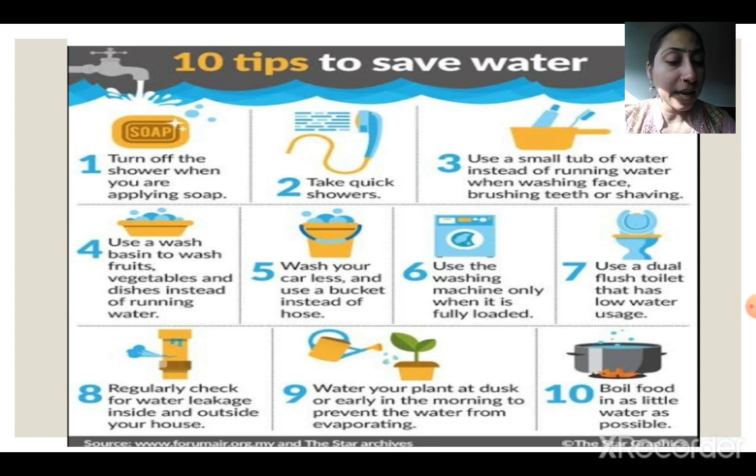Tap should not be left running while brushing or shaving. Everybody knows it, but still many of the times, because of our carelessness, we are wasting a lot of water during brushing. While you're taking a bath, use a bucket and a mug. Then many of the other ways are here. Boil food in as little water as possible. Then you can see here, use a wash basin to wash fruits, vegetables, and dishes instead of running water. You can use a container, a tub in which you can pour all the fruits and the vegetables, and then wash them instead of wasting a lot of water.